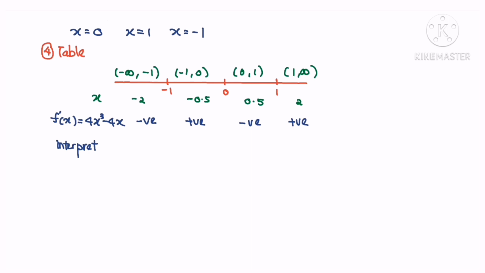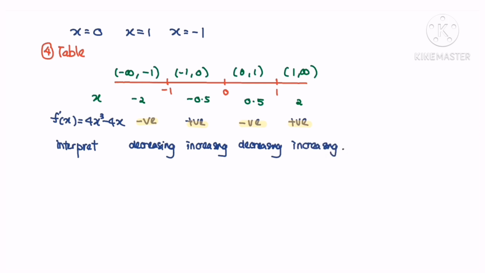Kindly refer to the sign that we have, or the gradient. So for this case, negative means decreasing. As for the positive, it is increasing. And again for the negative, we will have decreasing. And finally, increasing.